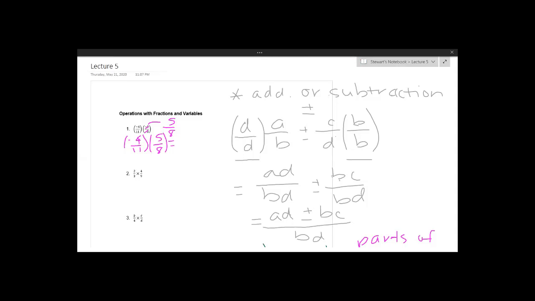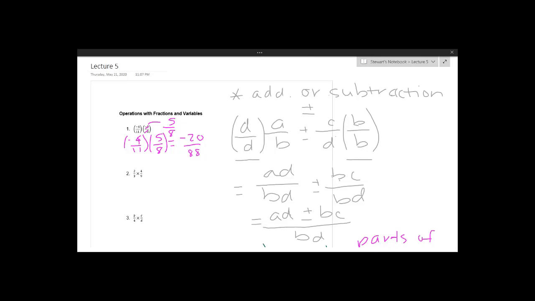And then you just multiply straight across the numerator, straight across the denominator, which gives you -4 times 5. It's a negative times a positive, so it's going to give you a negative number. Then 4 times 5 is 20, so it'd be -20/88. And as is conventional for fractions, you always want to write them in simplest form.